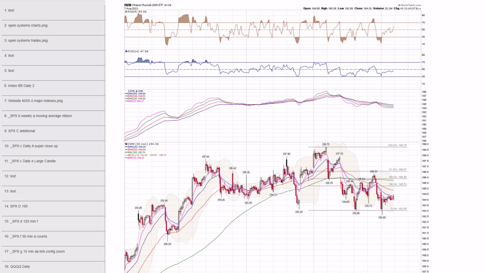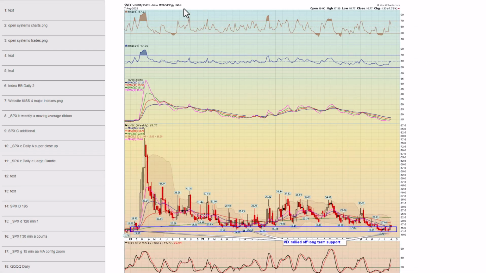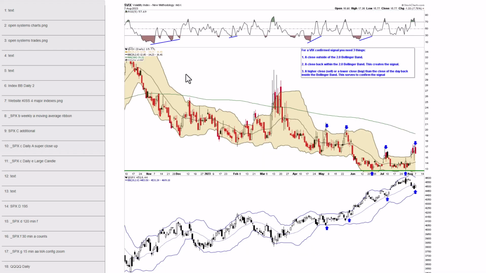Currently tonight, ES futures are down about 8 points, so things are weakening. Next, let's look at some indicators. Chart 31, here's the VIX. As you know, the VIX got down in this huge support area last week, and it finally rallied off of it.